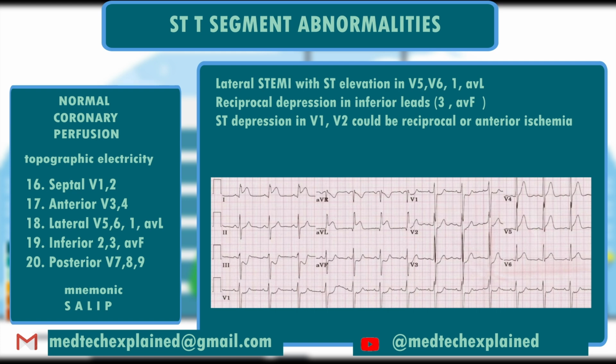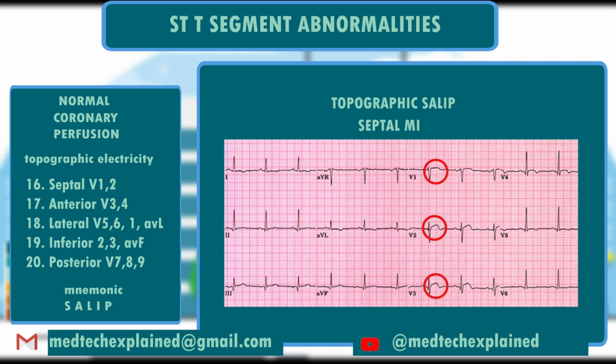T waves can also show changes. T wave inversion can occur in ischemia, while hyperacute T can occur with ST elevation myocardial infarction, and with hyperkalemia. So we need to look for abnormal Q waves, abnormal ST patterns, and abnormal T wave patterns in all the topographic areas following the mnemonic SALIP.